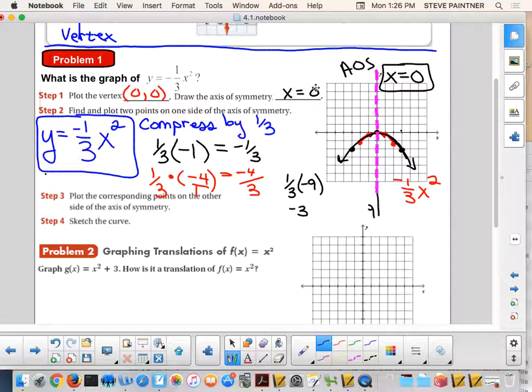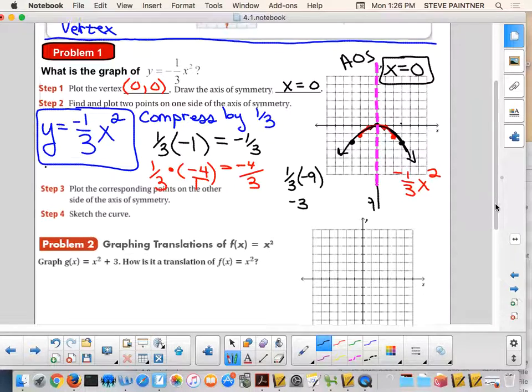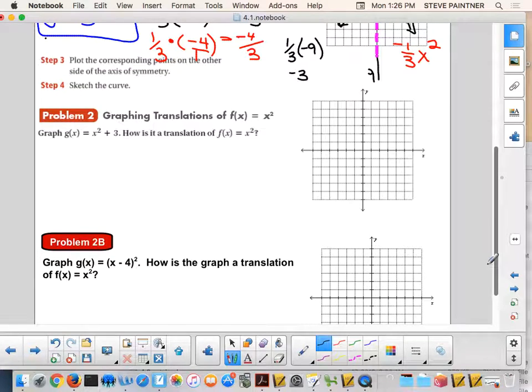Good. They actually started you with a hard problem. That's probably the hardest problem you're going to do. I think the rest of it's much easier than this one, because the rest of it talks about left, right, up, and down. Okay, so here's your next problem.